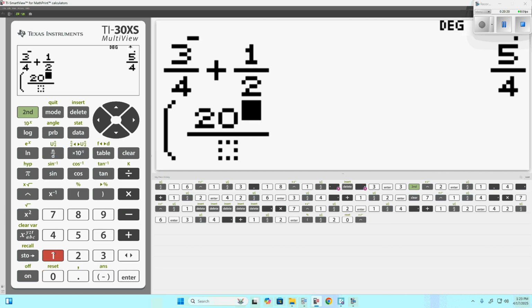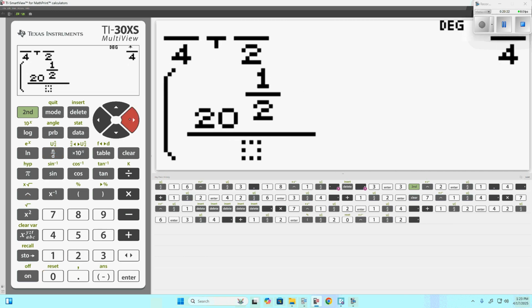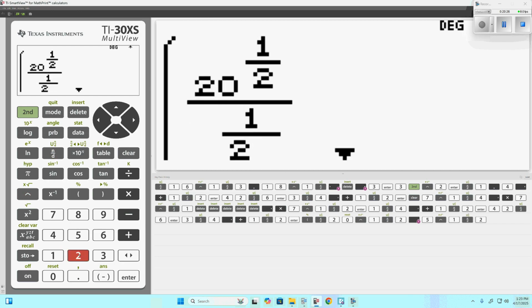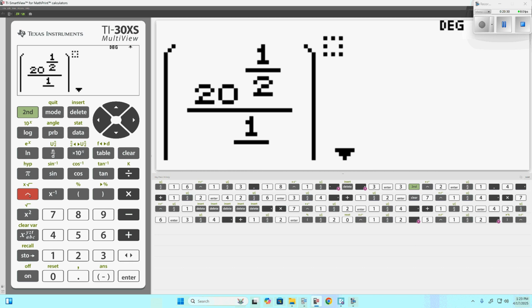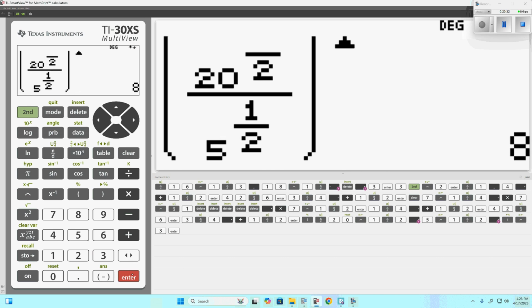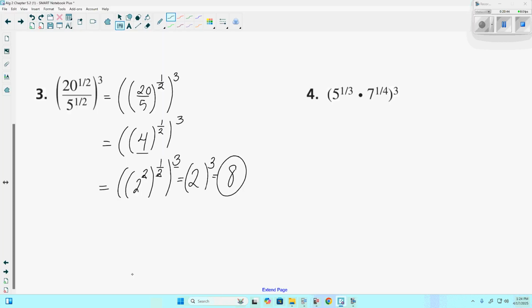So really, if we wanted to, 20 to the 1/2 over 5 to the 1/2, to the third power, would have told us that it is 8. But this is one of the few that we could have typed in. Most of the ones in this section, we're going to actually have to work out by hand to get the answer.